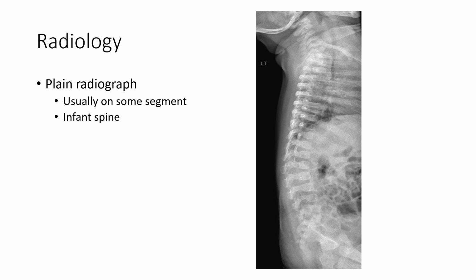Usually on an x-ray of the spine, you're going to be looking at some specific segment for evidence of some kind of an injury or pathological condition. The image that you see here is of an infant spine, and let's just orient ourselves here really quick. So on a regular radiograph, and I'm sure you probably already know this, white equals dense, black equals air, gray is in between.